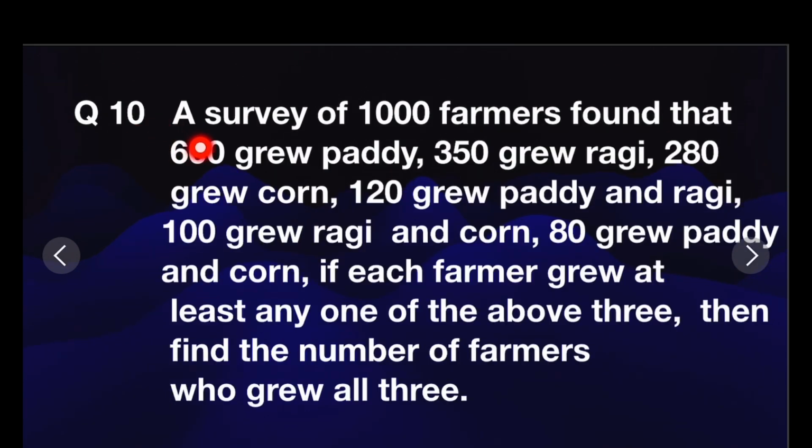Question 10. A survey of 1,000 farmers found that 600 grew paddy, 350 ragi, 280 corn.